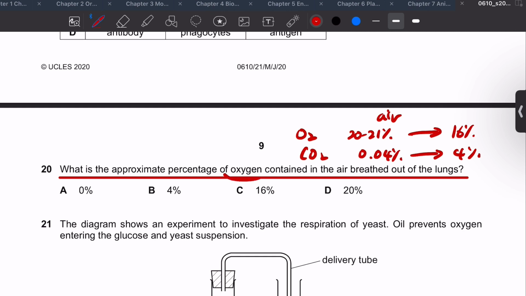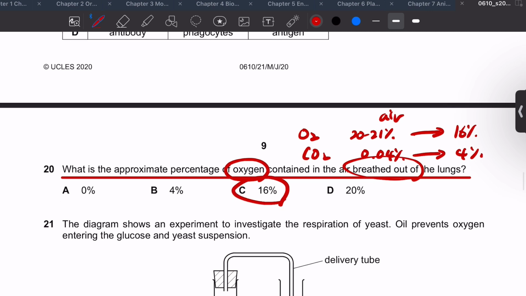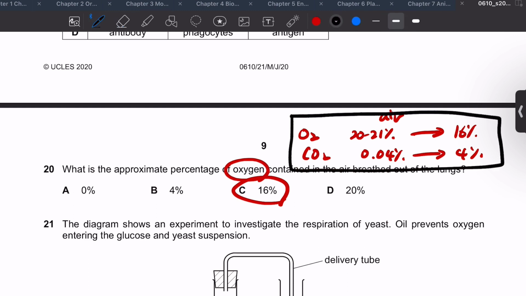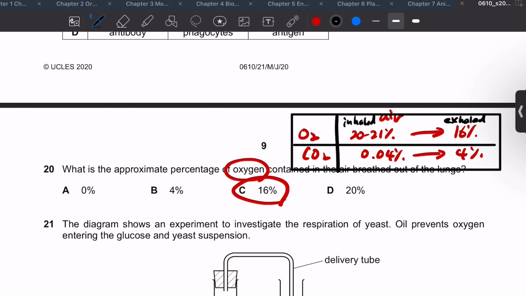So now it's asking about the oxygen in the air breathed out of the lungs. So the answer should be C. Okay? This is just something that you guys should always memorize or remember. Inhaled air, and this is exhaled air. All good? So make it as a table, like this.